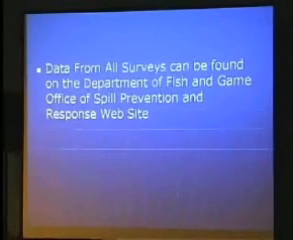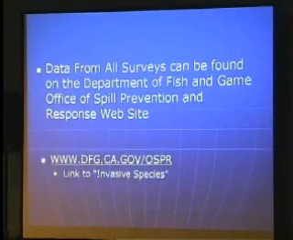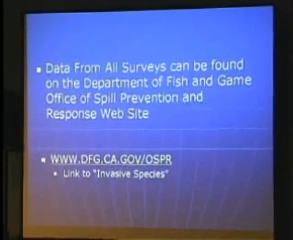So our data, which is continually being added to and refined, can be found on the Department of Fish and Game Office of Spill Prevention and Response website, and we have a relational database, as well as our 2002 report to the legislature. So our website, www.dfg.ca.gov/OSPR, and once you're there, find the link to invasive species. And I'll flash that website at the end again for you.